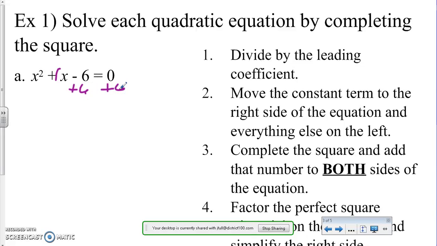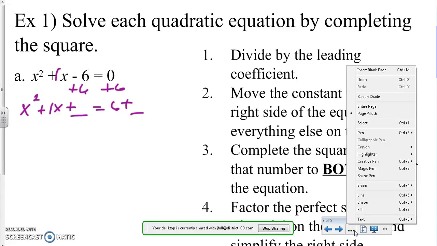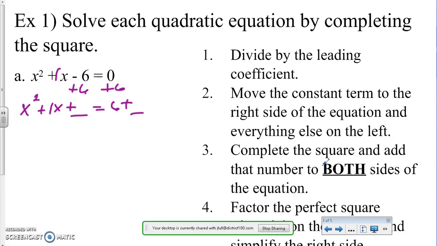So let's start by adding 6 to both sides. So we get x squared plus 1x plus something equals 6 plus that same thing. Now, if I'm going to complete the square here, I have to take my b, which is 1, and divide by 2. So 1 divided by 2 is just 1/2. So 1/2 squared gives me 1 over 4. So we're actually going to add 1/4 to both sides.